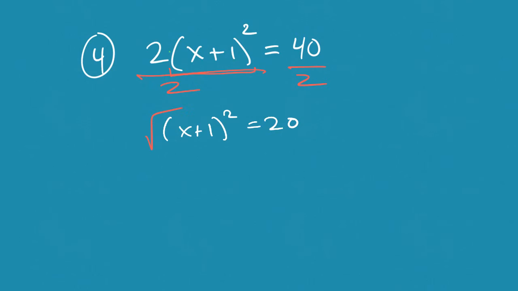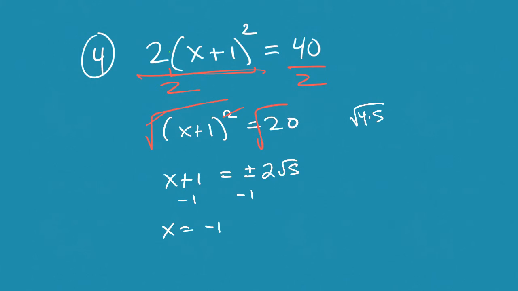And then we square root both sides. And we get x plus 1 equals plus or minus. And if you're getting good at these, you're going to recognize that 20 I've got to break down. You could do it off to the side here. We could go root 4 times 5, which is 2 root 5. So it's plus or minus 2 root 5. And then I'll subtract 1 from both sides. And I get x equals negative 1 plus or minus 2 root 5.